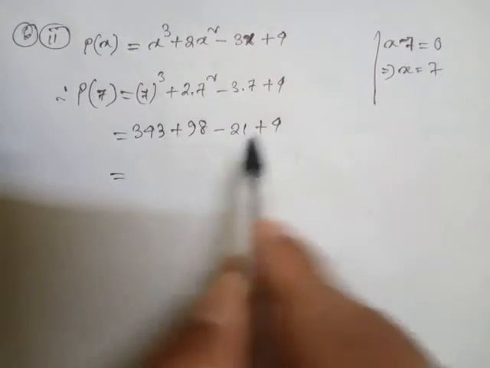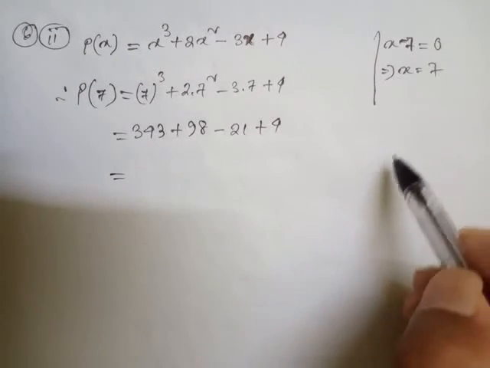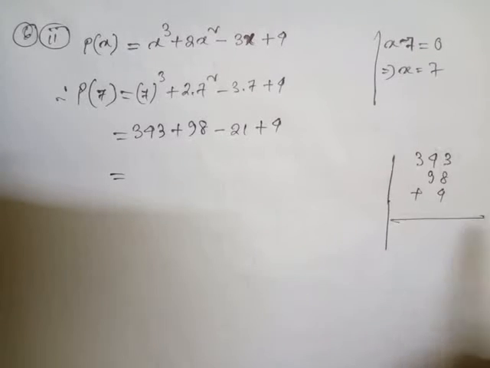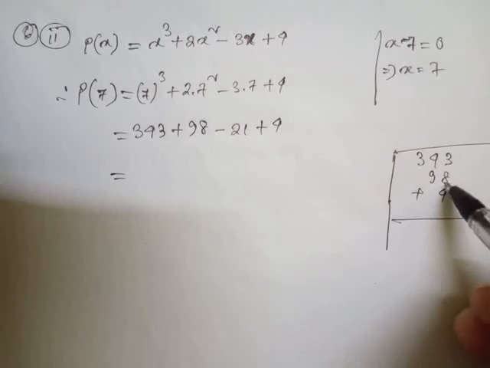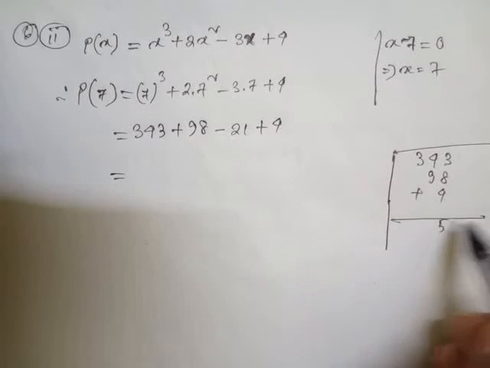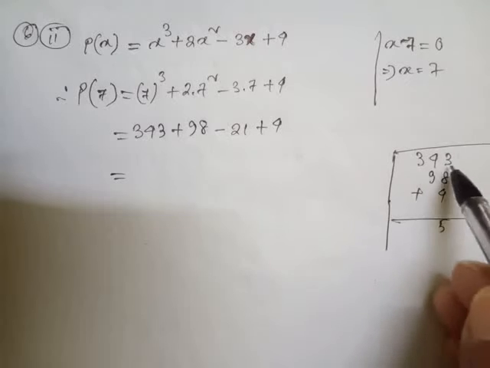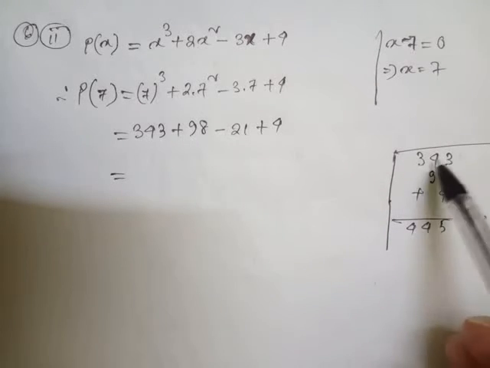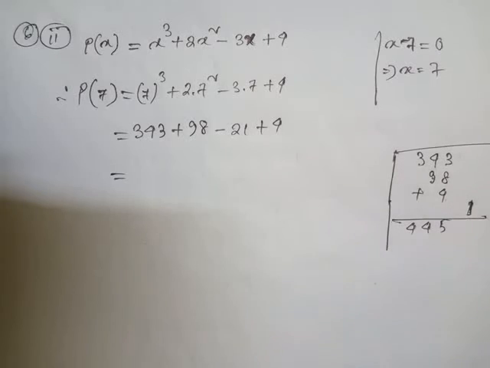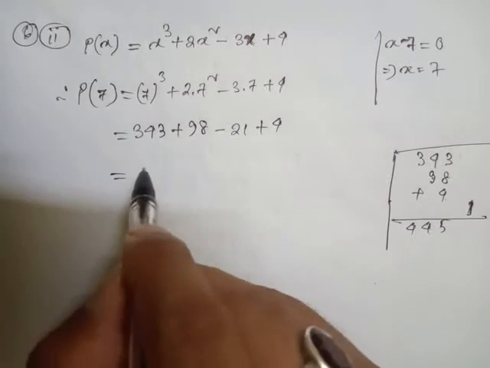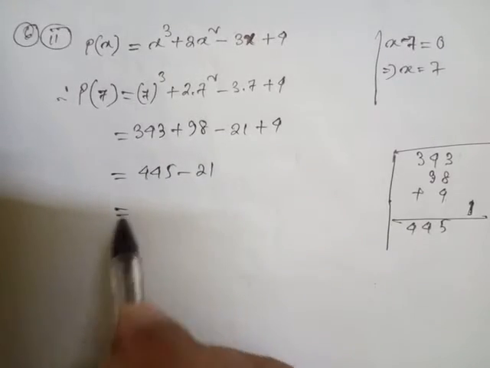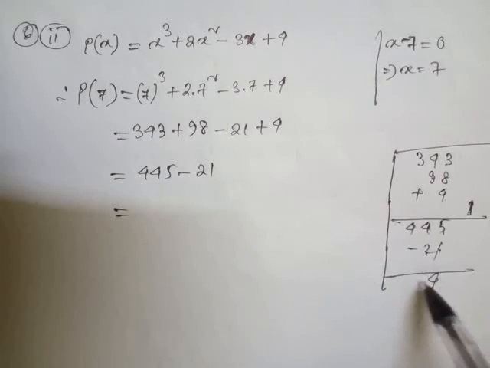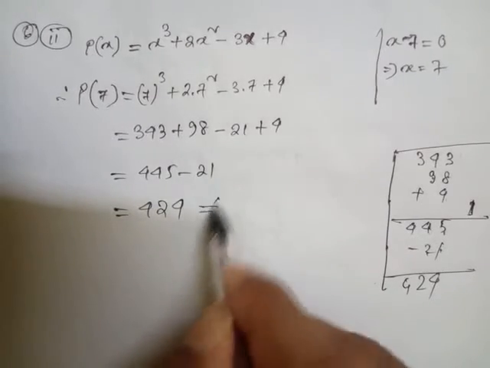Now look after that. If I go for the addition here, student, one by one, I am doing here by the side of this that 343, then 98, and 4. If I go for the addition here, the rough work, so what will happen here, look now, 8 plus 4 is 12, 12 plus 3 is 15, 5 carry 1, 9 plus 1 is 10, 10 plus 4 is 14, 4 carry 1, 3 plus 1 is 4. So if I add 343, 98, 4, so this could be 445 minus 21. Now subtract 21, then 5 minus 1 is 4, then 4 minus 2 is 2, 424, it is not equal to 0.